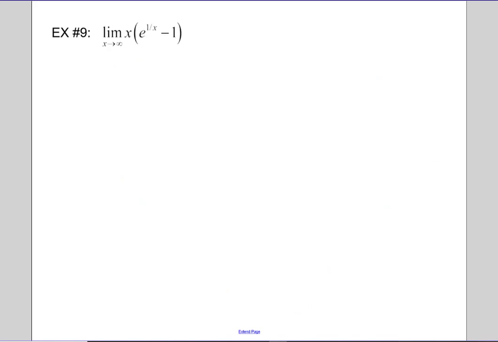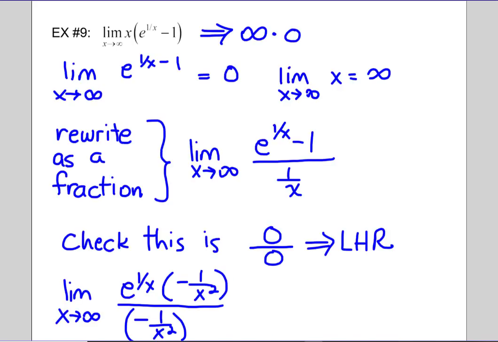Then in example 9, you may want to turn off the video and give this one a try by yourself. And then come back to see that your work matches my work. If your work looks like mine, you found out that the limit on the first part was infinity and the second part was 0. So we had case 2, infinity times 0. So anytime we have case 2, we want to rewrite the problem like a fraction.